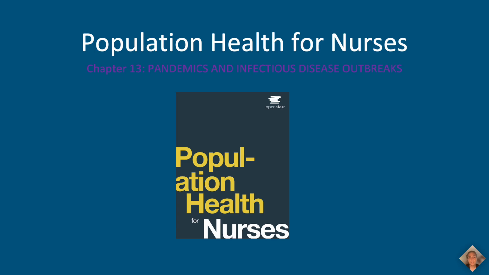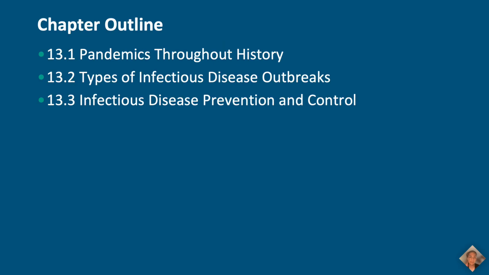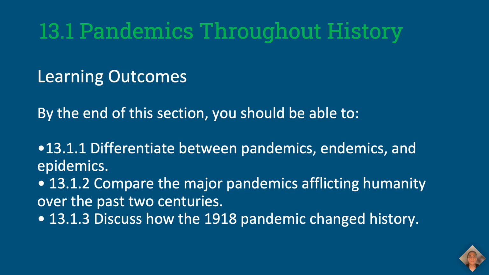Today we're going to be covering population health for nurses in the OpenStax textbook, specifically Chapter 13, which is looking at pandemics and infectious disease outbreaks. So just as an overview, we're going to look at pandemics through history. We're going to talk about different types of infectious disease outbreaks and think about infectious disease prevention and control.